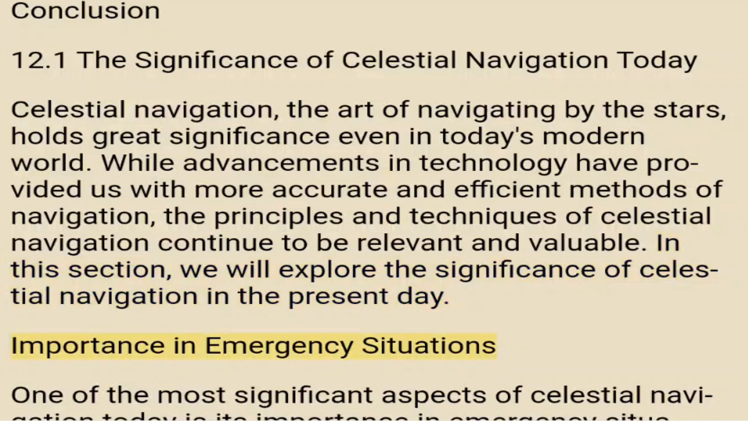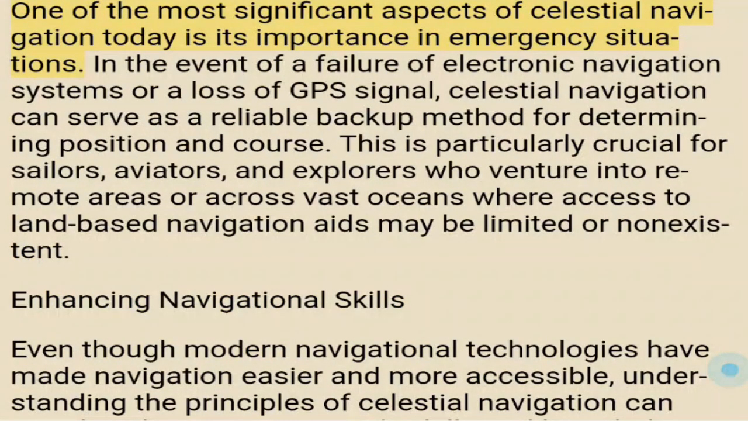Importance in emergency situations. One of the most significant aspects of celestial navigation today is its importance in emergency situations. In the event of a failure of electronic navigation systems or a loss of GPS signal, celestial navigation can serve as a reliable backup method for determining position and course. This is particularly crucial for sailors, aviators, and explorers who venture into remote areas or across vast oceans where access to land-based navigation aids may be limited or non-existent.